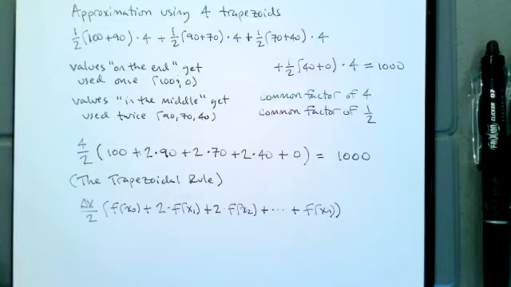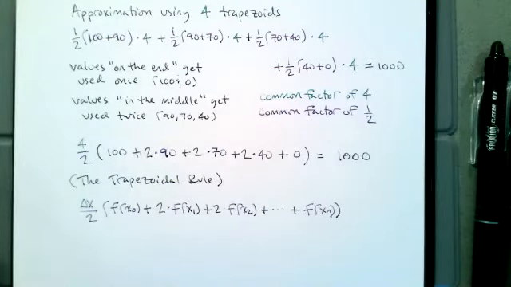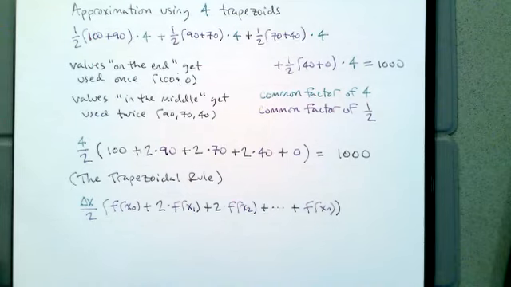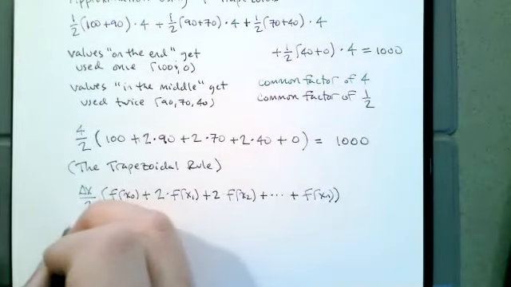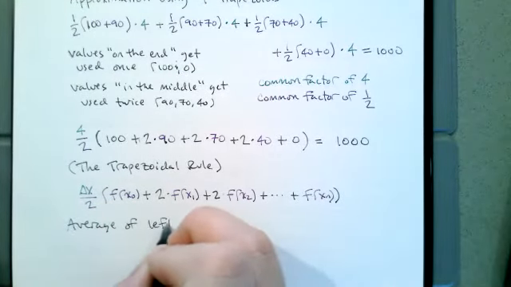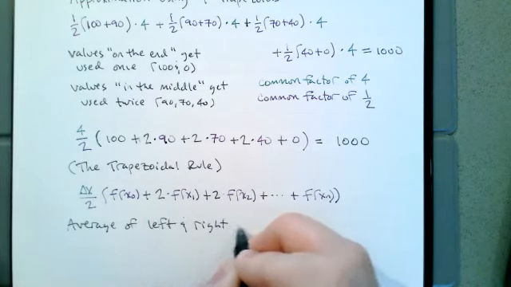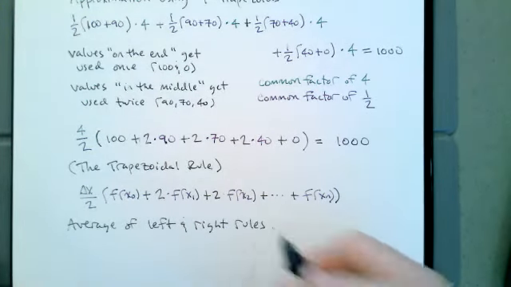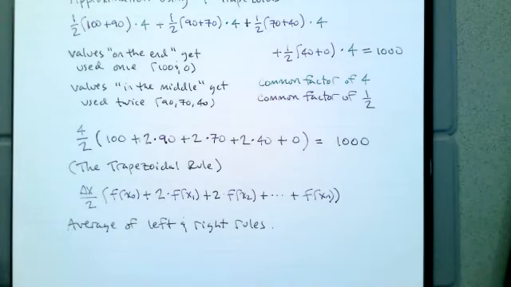So that's what I was on about yesterday, talking about finding areas of trapezoids. And then we could see that these things work out this way. We have one more thing to do, because I said the trapezoidal rule should be the average of the left rule and the right rule. So we should also see that this should be the average of the left and the right rules. Let's see how that works.